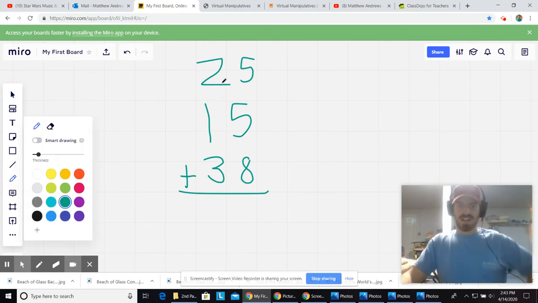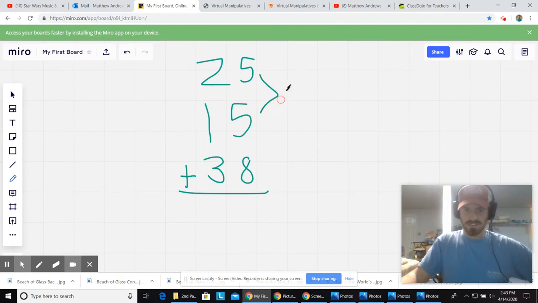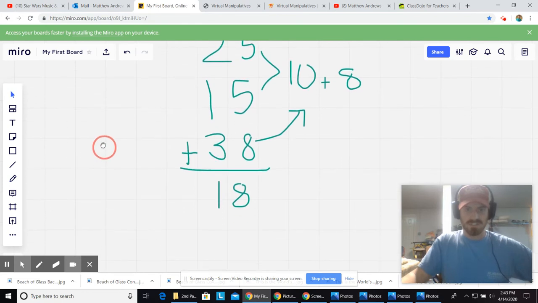So I know that just from looking at this problem, I see something that I know. I see that 5 and 5 is a doubles fact, and 5 and 5 make 10. I also know that if I add 8 to 10, I will get 18 as my sum.